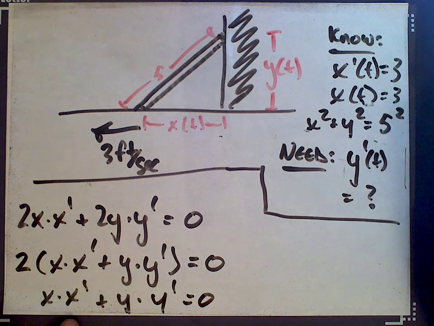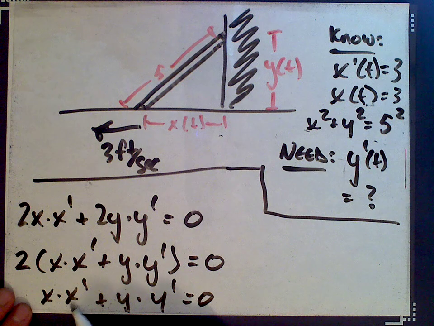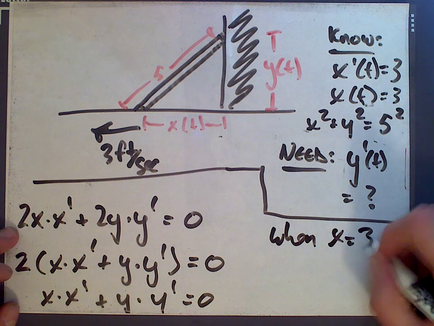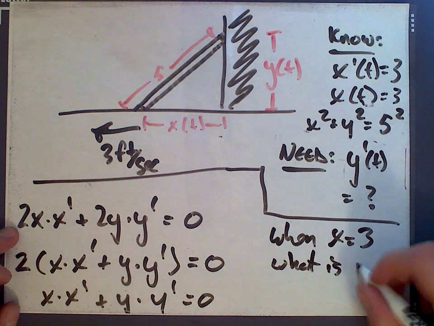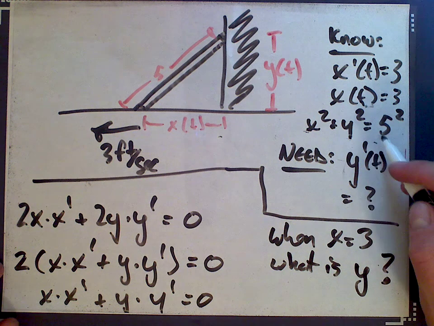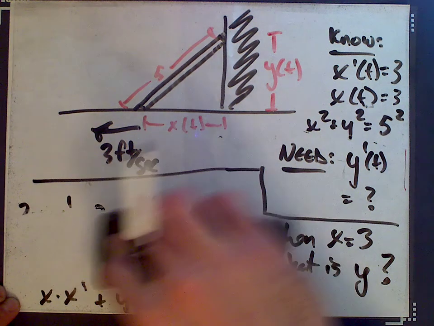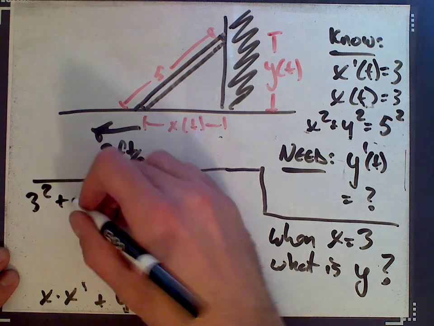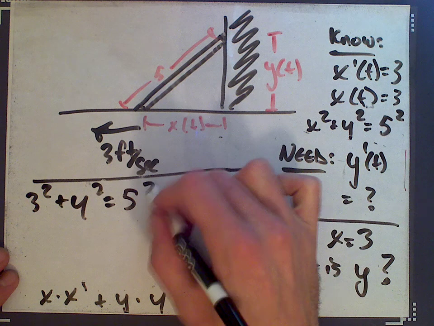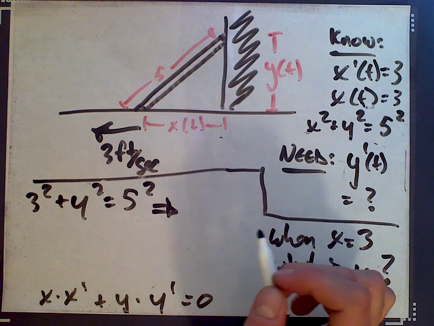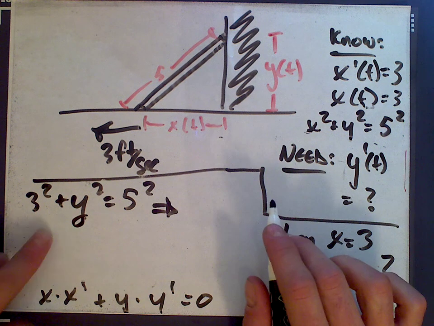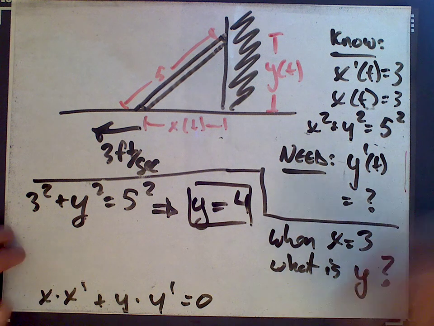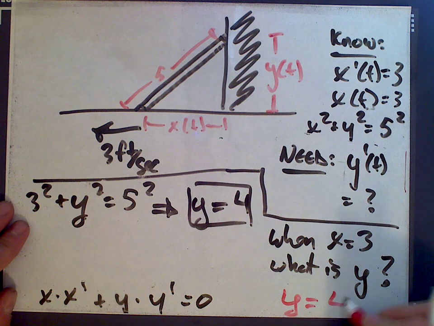Now we have x prime, we have x, and we're looking for y prime, so we're going to need y. So when x is 3, what is y? Well, again, we're going to use our relationship given by Pythagorean's theorem. I'm going to leave this formula down here so we can use it in a minute. So when x is 3, we have 3 squared plus y squared is 5 squared. If you solve for y, it kind of looks like a 4. In fact, y does end up being 4. So y is 4 when x is 3.